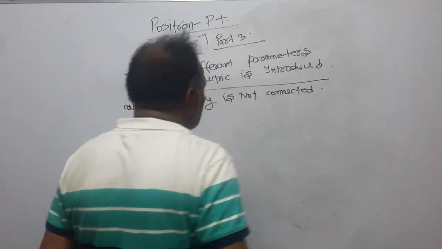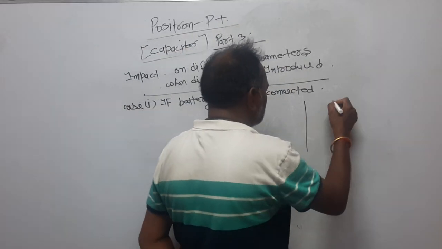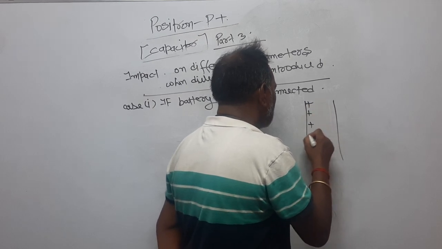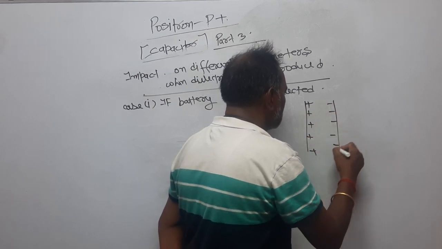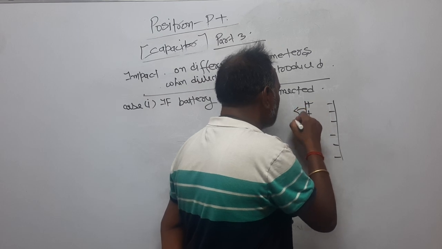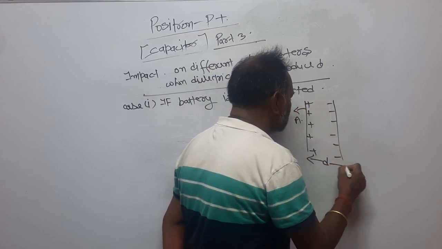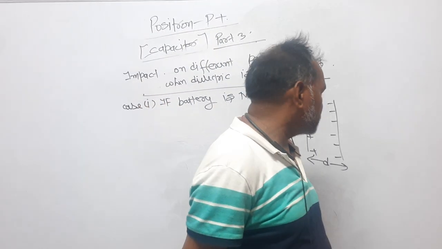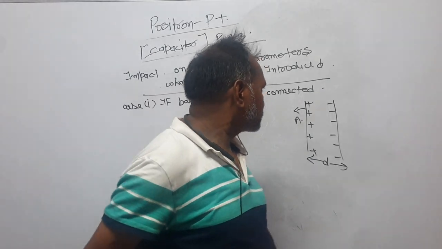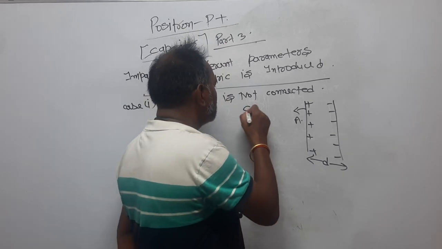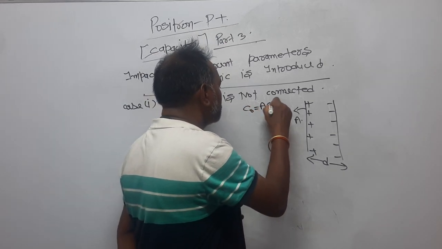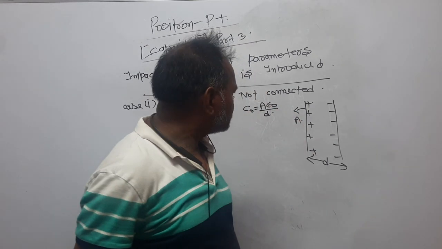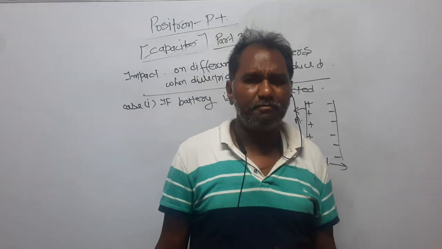Dear student, I am taking the example of a parallel plate capacitor. One plate is positively charged and the other is negatively charged. The area of each plate is A and the two plates are separated by a distance small d. Then the capacitance works out to be C naught equals A epsilon naught upon d, which we derived in the last video. This is an air-filled capacitor.